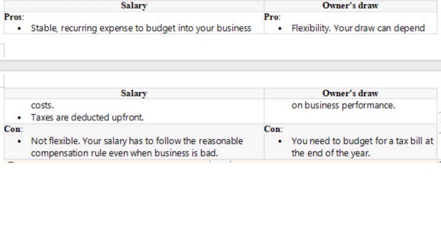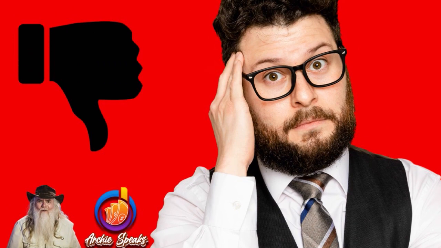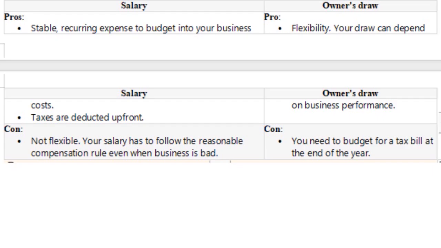Now let's talk about the owner's draw. The pro that we've seen in this strategy is that you have flexibility because your draw can depend on business performance, right? You are syncing the amount you're drawing with whatever revenue and cash inflows you are generating within the business. What about the disadvantage of the owner's draw? Well, you need to budget for a tax bill at the end of the year. Because again, owner's draw means income to you. So you need to pay something extra to the IRS because you're not deducting taxes while you're drawing.